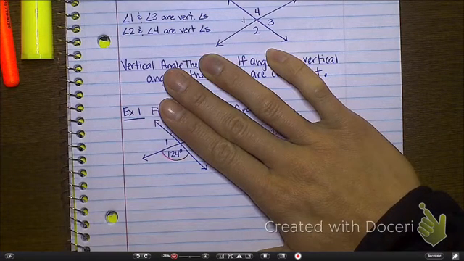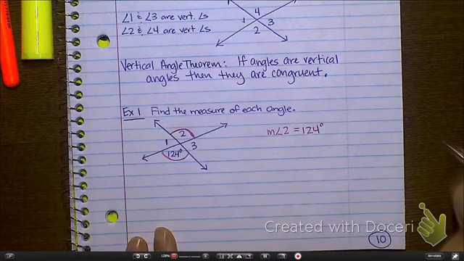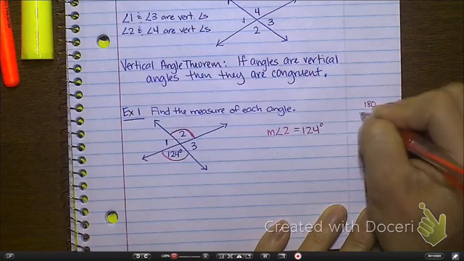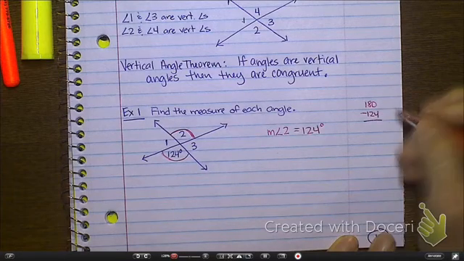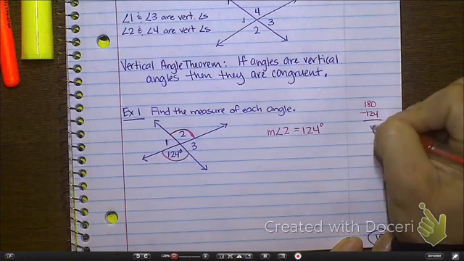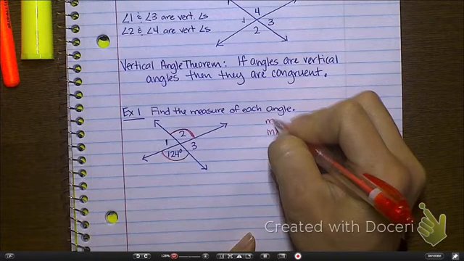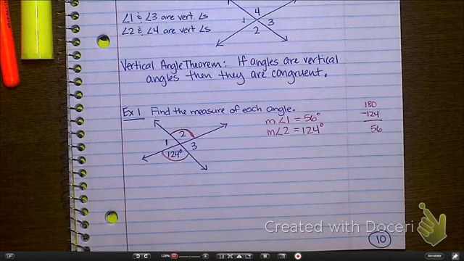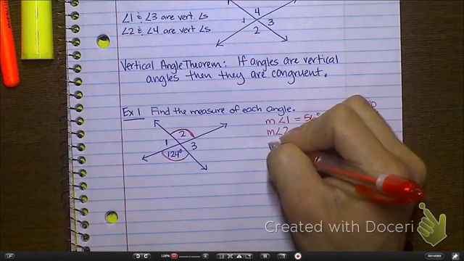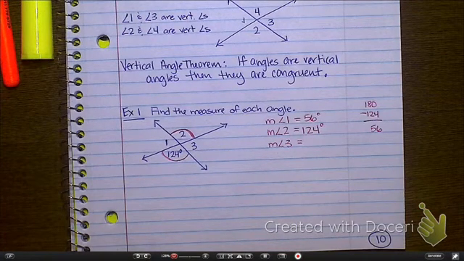Subtract from 180, okay? So to find the measure of angle 1, I'll do a little scratch work over here. 180 minus 124. Okay, let's see what we get for that. So what do you guys get for that? 56. Okay, so now I know the measure of angle 1 is 56 degrees. Okay, but if I want to find the measure of angle 3, do I need to subtract again? No, because what do I know about angles 1 and 3?